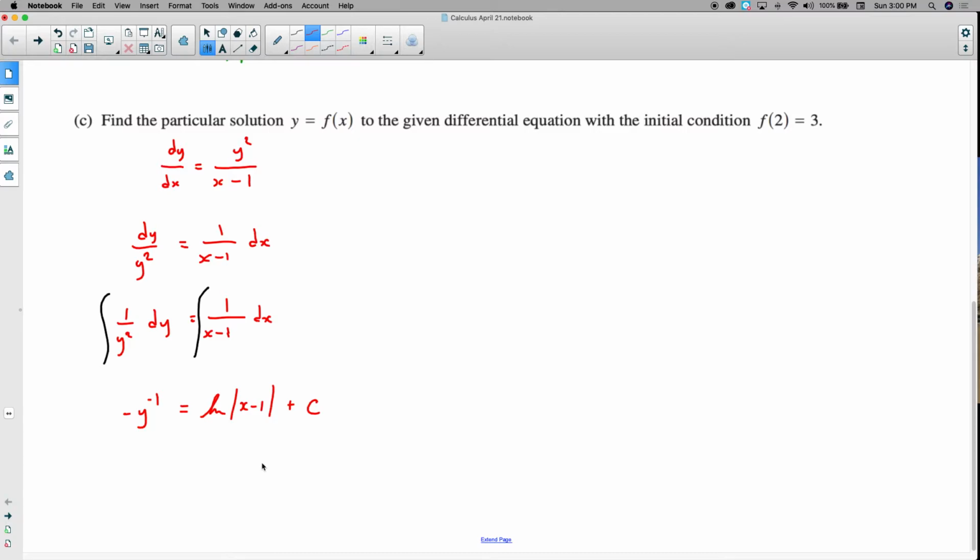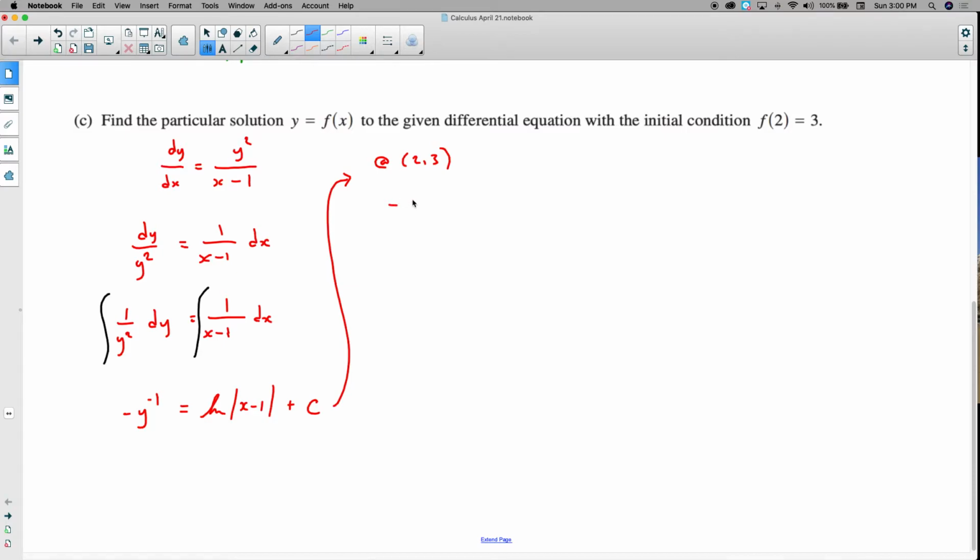Because I have some initial condition, I know that when x is 2, y is 3, so then I can go find this constant. Okay, so I'm going to do this up here. So I'm just going to write at (2, 3), and we have this. So what do we have?